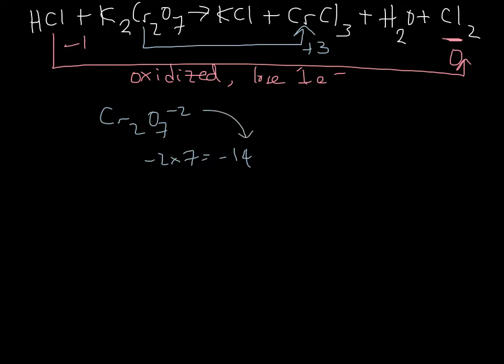Now, I have to take into account that -2, so I need the chromiums to add up to a +12, because +12 versus -14 is going to give me that polyatomic ion charge of -2. And that +12 is distributed over 2 chromiums, so that each chromium is going to have an oxidation number of +6. So my chromium is going from a +6 for each Cr and going to a +3. So that's being reduced, and each chromium is losing 3 electrons.